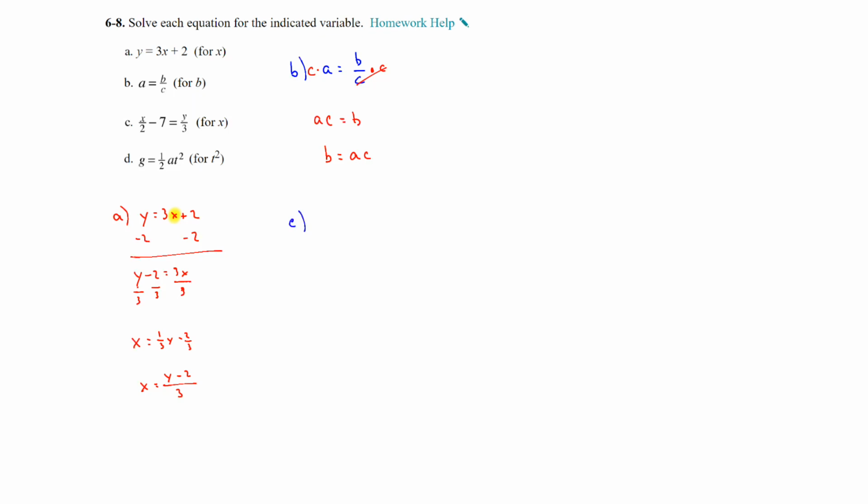On part C, x divided by 2 minus 7 is equal to y divided by 3. We are solving for x in this case. So we're trying to get this by itself. We can start by adding 7 to both sides. x divided by 2 is equal to y over 3 plus 7. And since x is being divided by 2, we can undo that with multiplication. We're going to multiply by 2. But since there's 2 terms on the right, we've got to multiply the entire thing by 2.